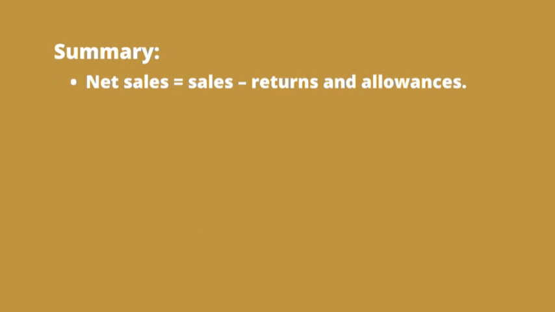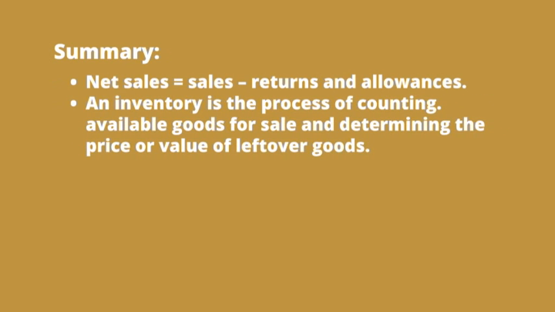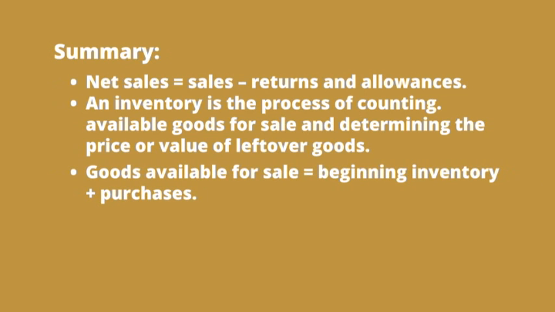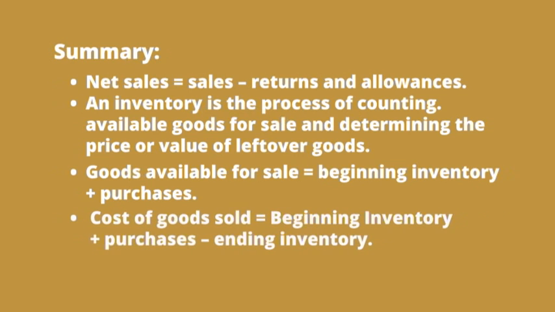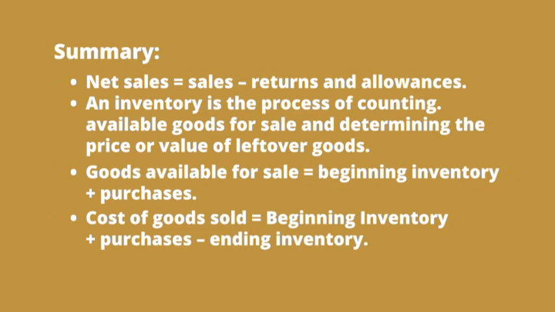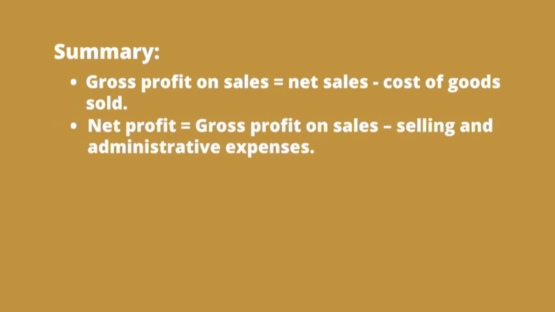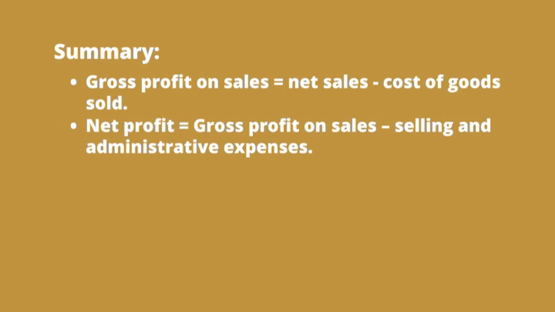Net sales equals sales minus returns and allowances. An inventory is the process of counting available goods for sale and determining the price or value of leftover goods. Goods available for sale equals beginning inventory plus purchases. Cost of goods sold equals beginning inventory plus purchases minus ending inventory. Gross profit on sales equals net sales minus cost of goods sold. Net profit equals gross profit on sales minus selling and administrative expenses.